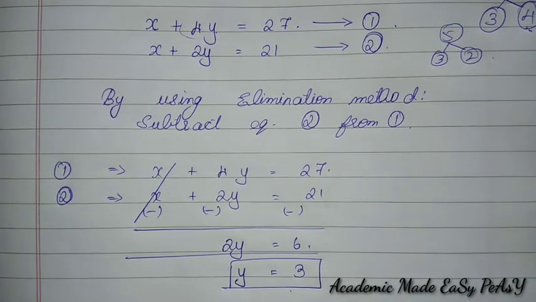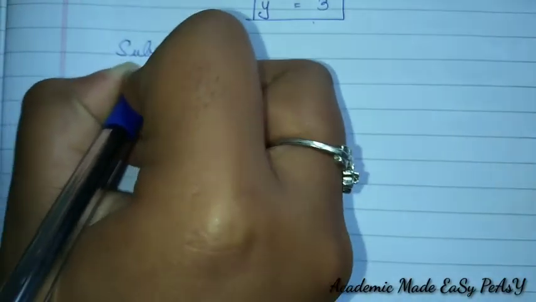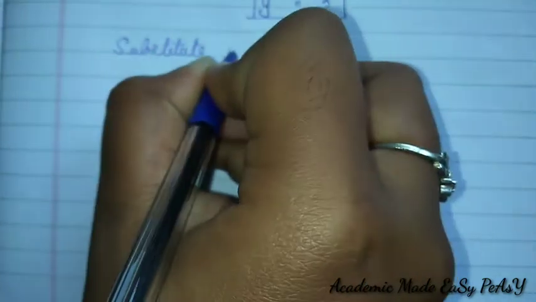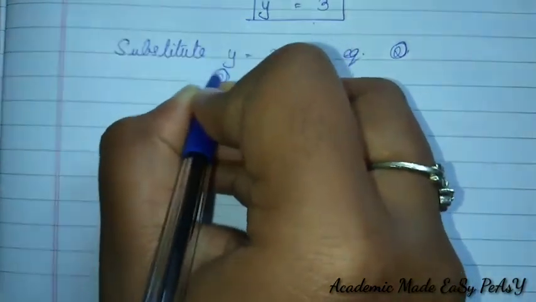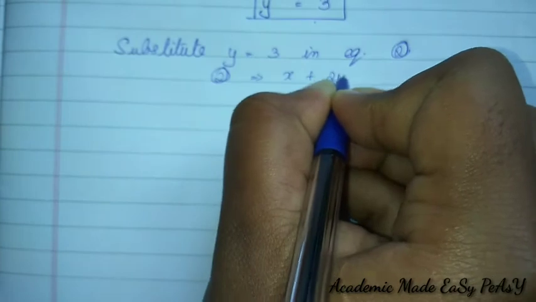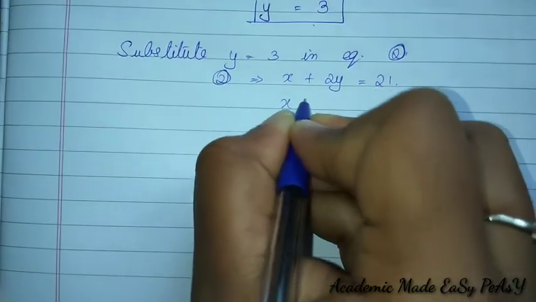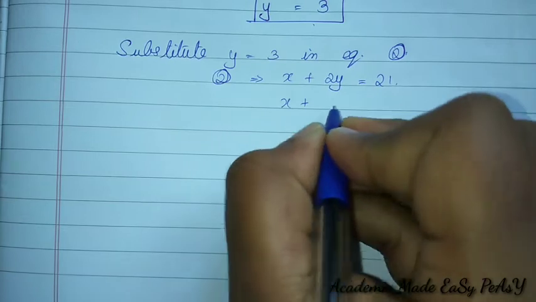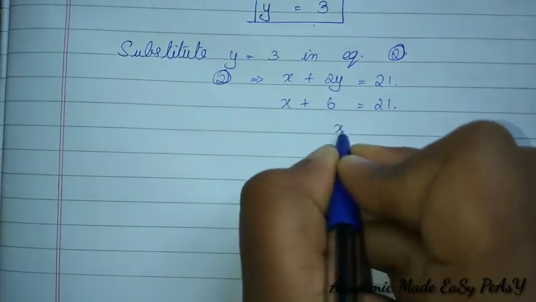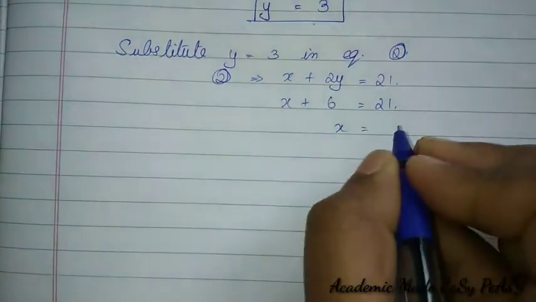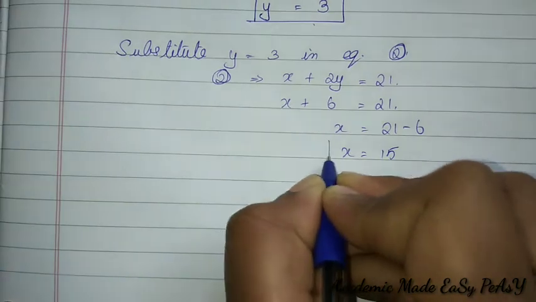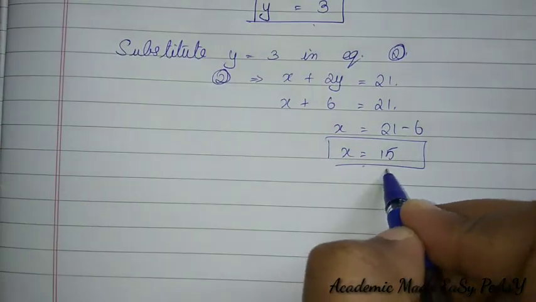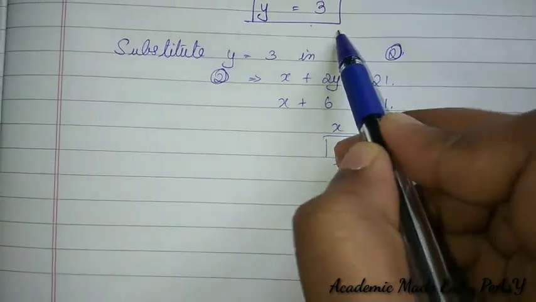Now we will be substituting this in equation 2. Substitute y is equal to 3 in equation 2. So equation 2 implies x plus 2y is equal to 21. So x plus 2 times 3, 2 3s are 6, is equal to 21. x is equal to 21 minus 6. So x is equal to 15. So our x is the fixed charge and the charge per day is 3.